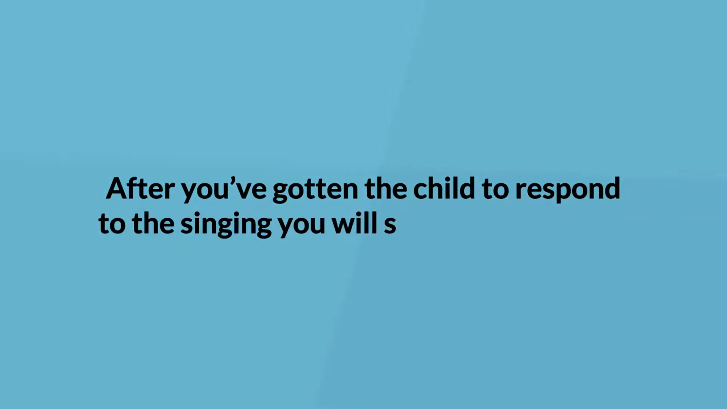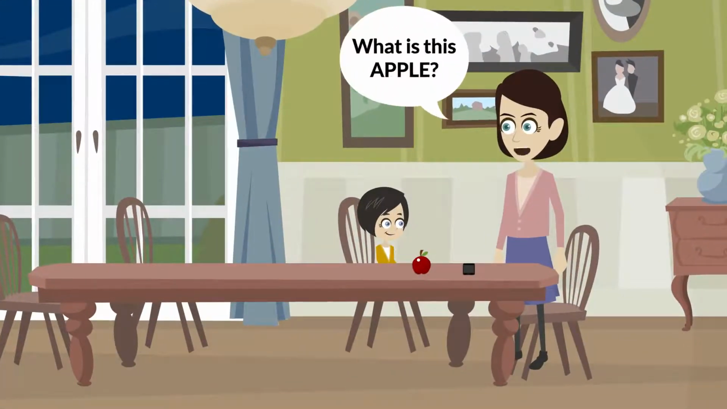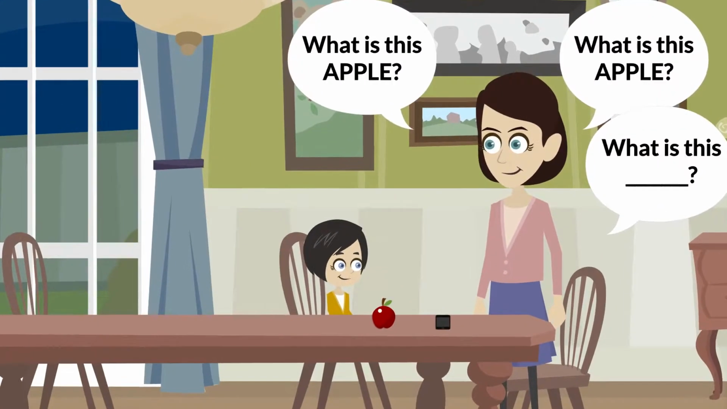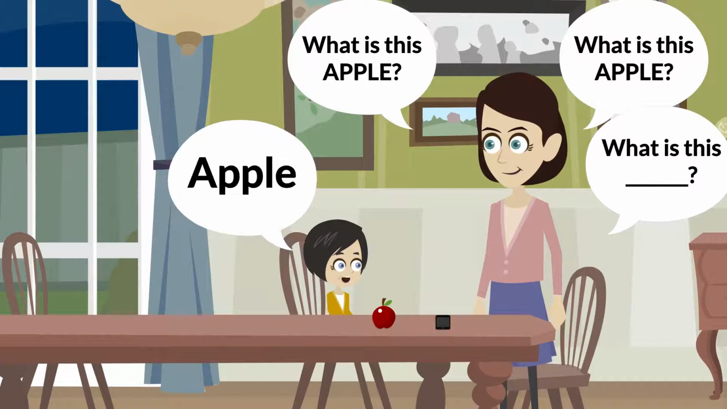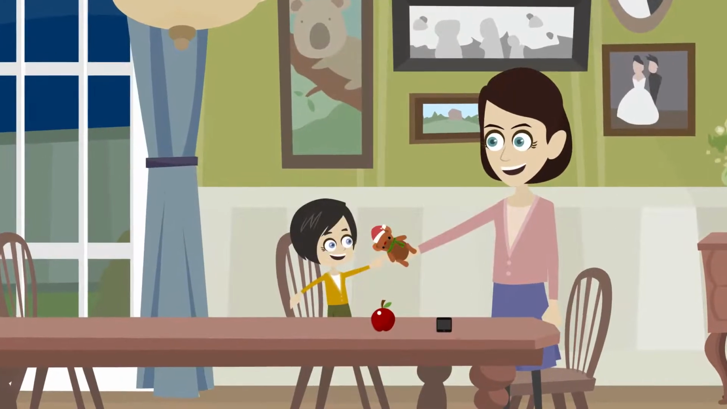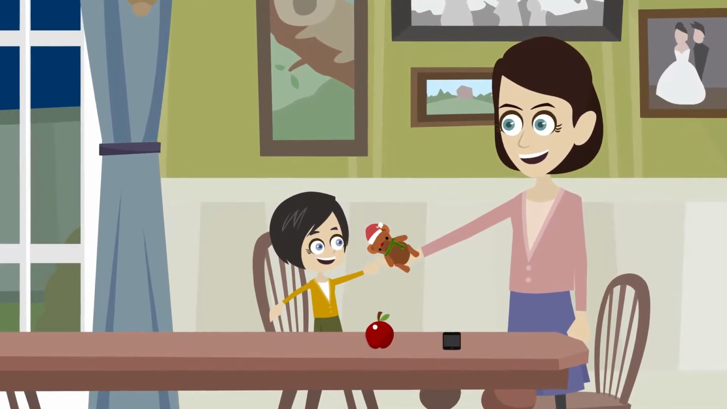After you've gotten the child to respond to the singing, you will switch to speaking. You'll say, what is this? Apple. What is this? Apple. What is this? Leave the third question open and wait for the child to answer with a sung or a spoken word. Give the reward immediately for an answer to your question. Anything that sounds like apple.